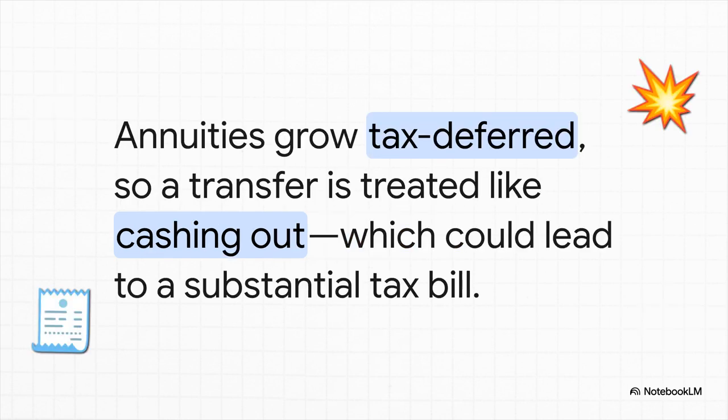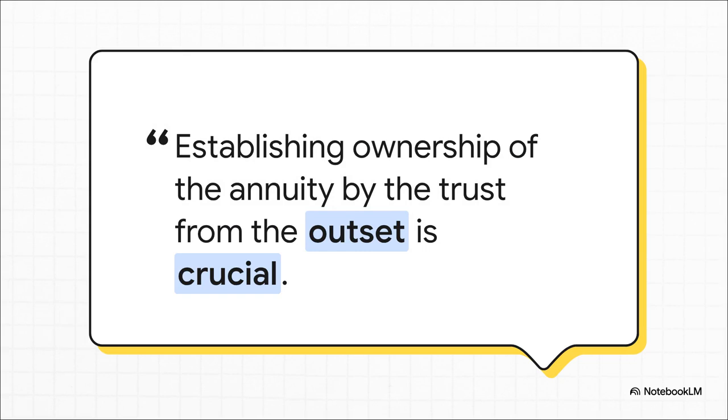So why does that happen? Well, it's all about how annuities grow, tax deferred. When you transfer the ownership to a trust, the IRS basically sees it as if you cashed the whole thing out. And suddenly, all those years of gains that were growing without being taxed, boom, they become taxable income all in one year. And that brings us to the golden rule here.